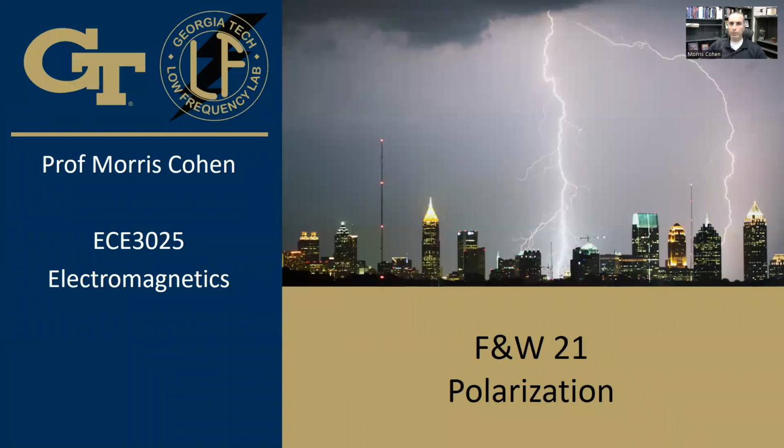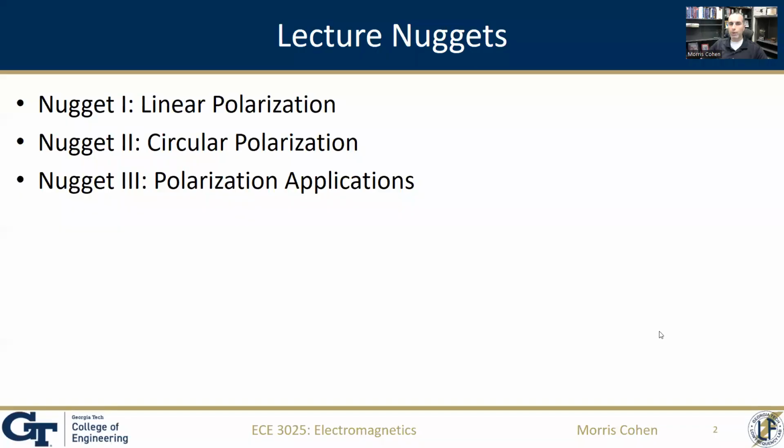So in this video, we are going to introduce the concept of polarization, which tells you something about the direction of the electric field and magnetic field inside a propagating uniform plane wave. So we got 3 parts to this lecture. We're going to talk about linear polarization. The next, we'll talk about circular polarization, which involves a spinning electric field. And finally, we'll talk about some places in nature and science and engineering where polarization comes up and appears.